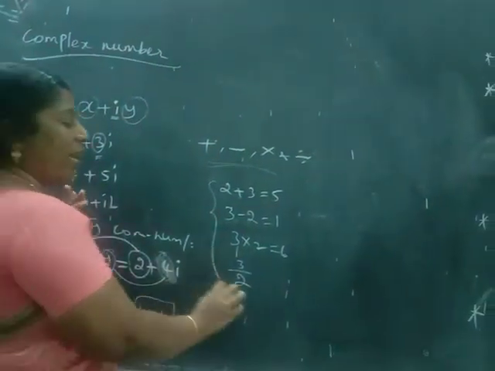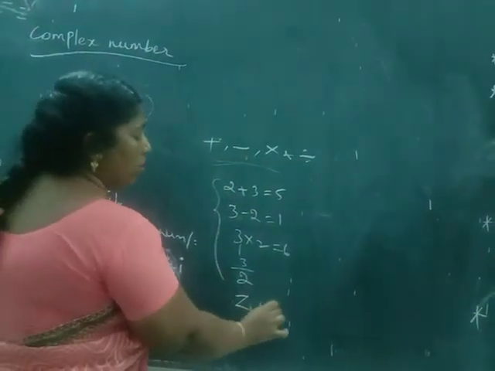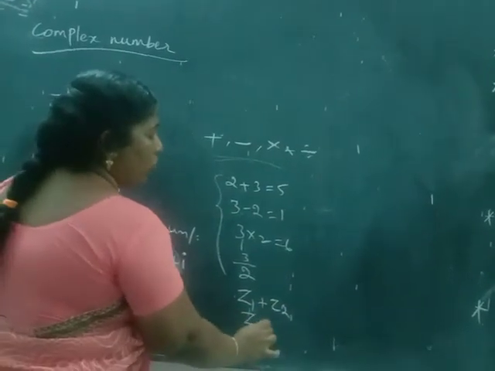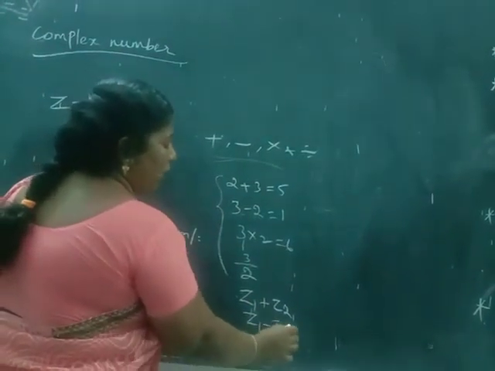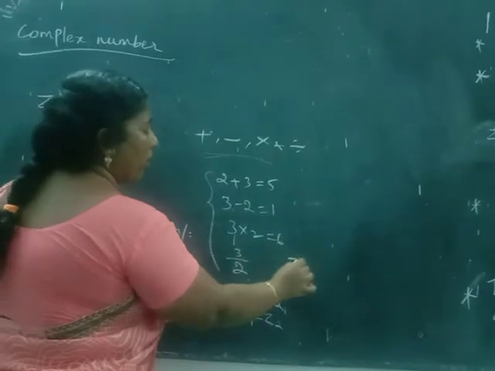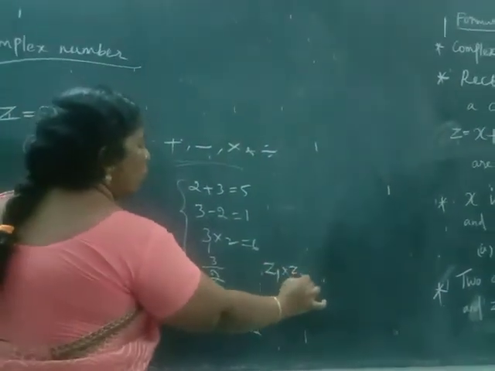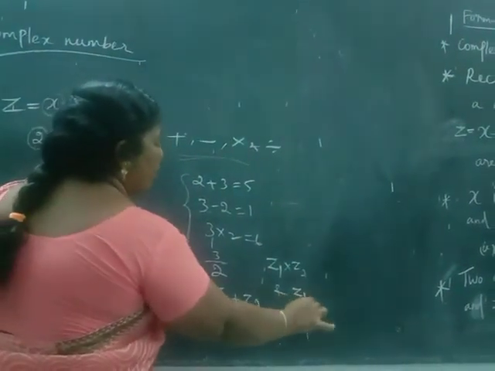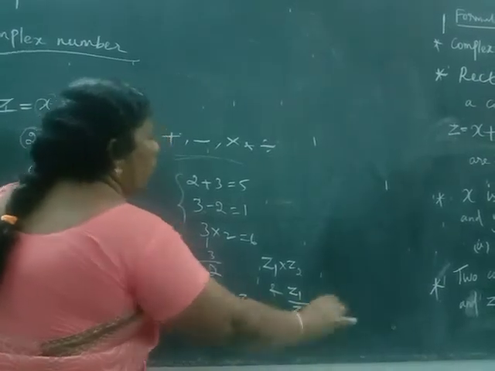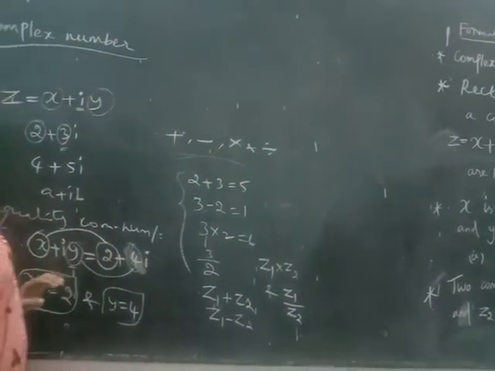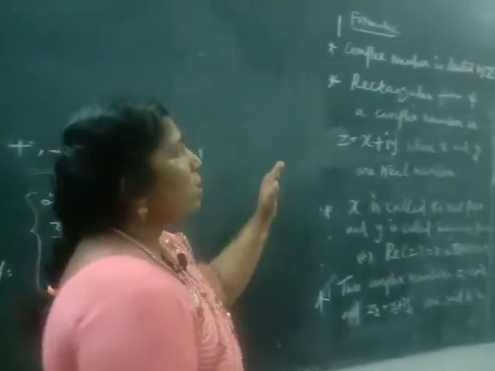Similarly, we can add any 2 complex numbers, we can subtract any 2 complex numbers, we can multiply any 2 complex numbers and we can divide any 2 complex numbers. Okay. Now I am going to explain the basic formulas.